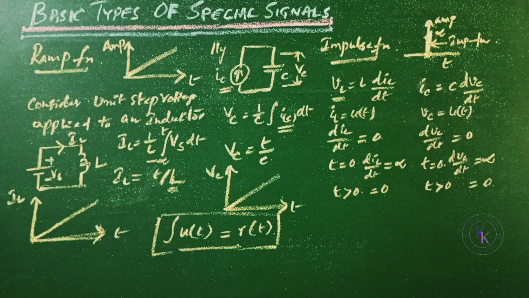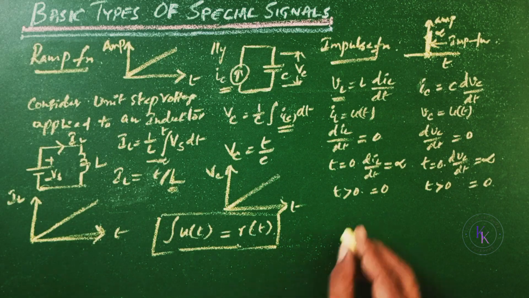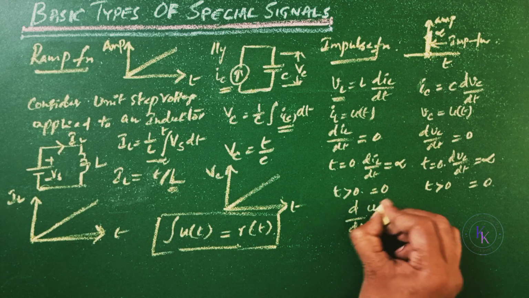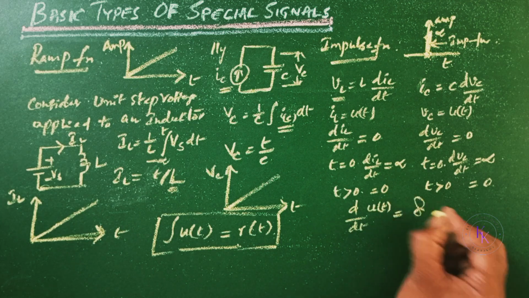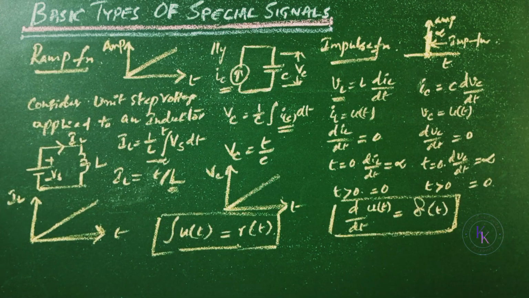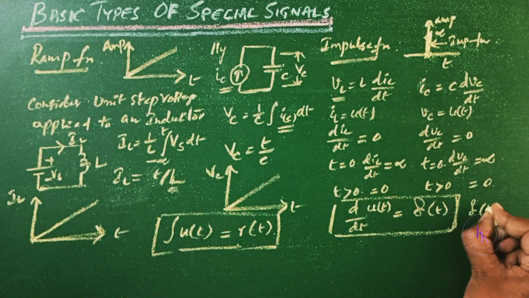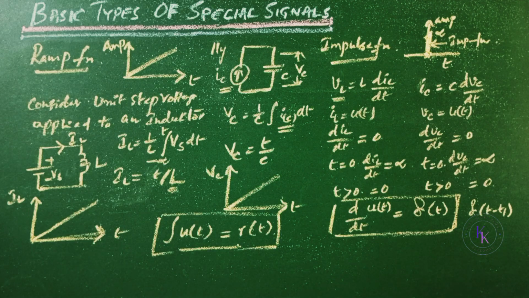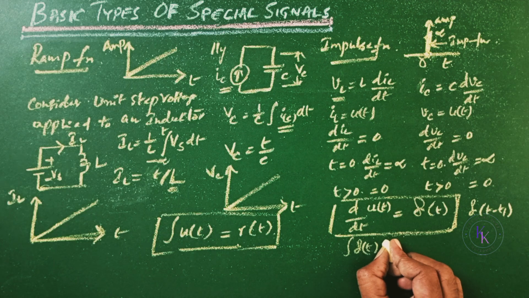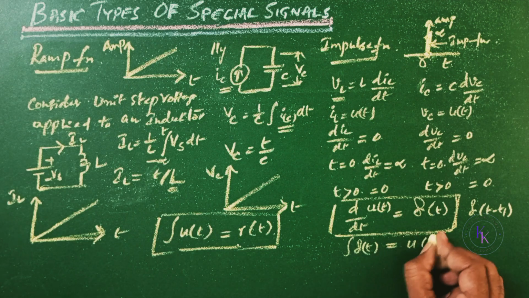From this, we can say that the differentiation of the step function results in the impulse function. So d by dt of u(t) equals the impulse function delta(t). A unit impulse function is denoted by delta(t minus t1), where t1 is the instant of time at which the pulse occurs. Obviously, if the pulse occurs at the origin, then t1 will become 0, leading to the unit impulse function being delta(t). In our case, it is 0. Further, as the differentiation of the step function results in the impulse function, we can say that the integration of the unit impulse function would result in the unit step function.